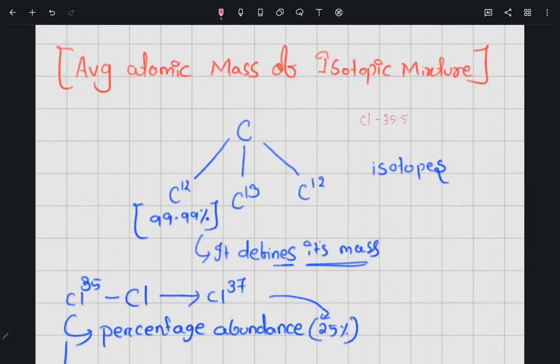So children, today's topic is average atomic mass of isotopic mixtures. You might have seen sometimes some elements have atomic mass like 35.5, or you can talk about copper, which is 63.5, isn't it?